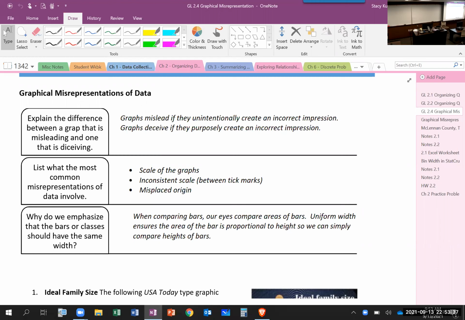And then finally, we want to talk about those bars. This is why we make our bar graphs to have uniform size, because our eyes compare area. Spatial awareness. And when we don't have things that are equal, we put more weight into it inadvertently.